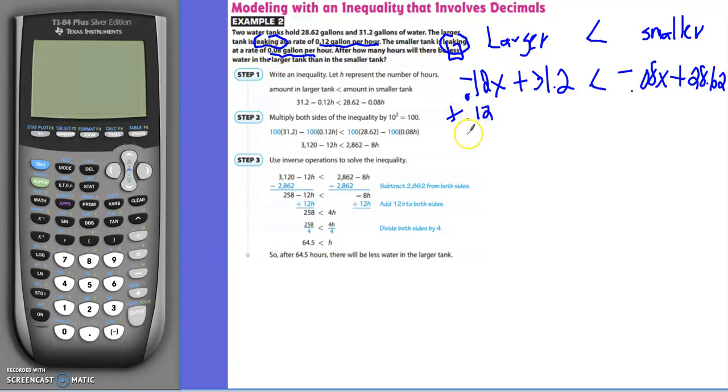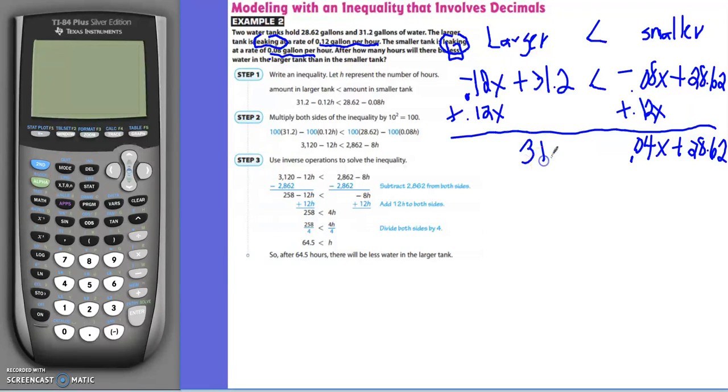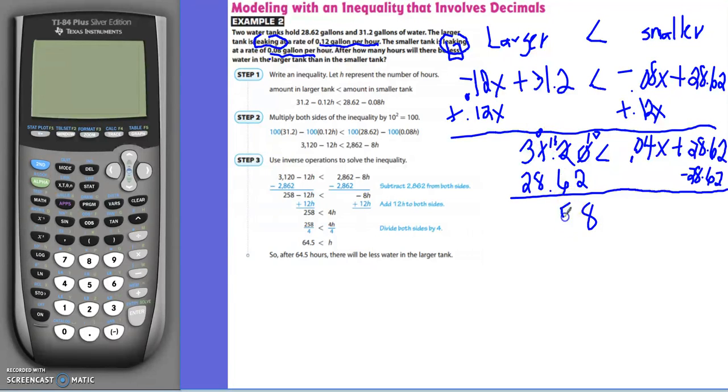All right, I want to isolate the variable, so I'm going to get rid of the 12 hundredths x. So I'm going to add 12 hundredths to both sides. When I add 12 hundredths to both sides, I get 4 hundredths. And now I've got to isolate the constants. So I'm going to subtract. I'm going to have to borrow here. So 2 and 58 hundredths. And then I'm going to divide both sides by 4 hundredths.